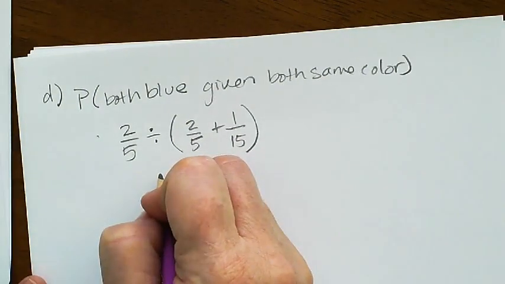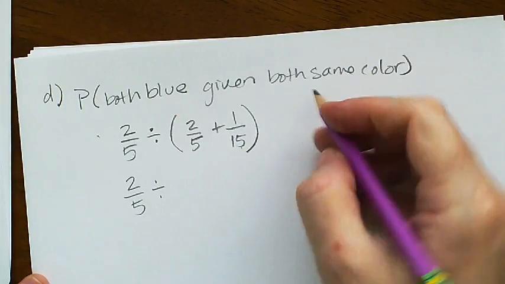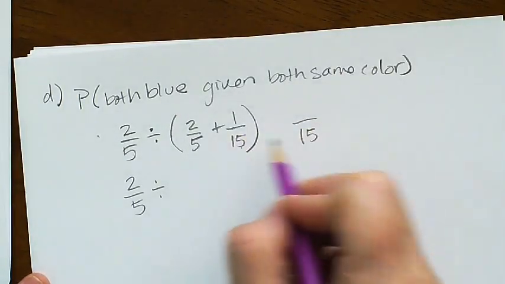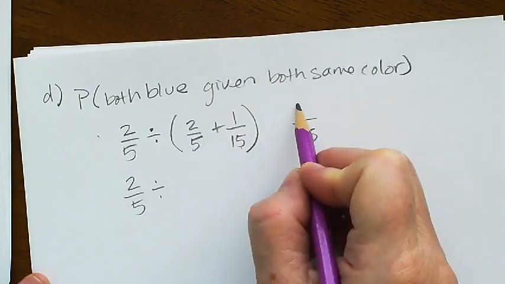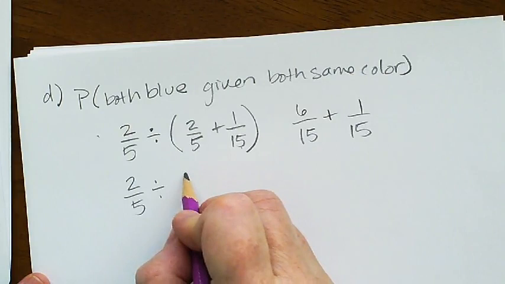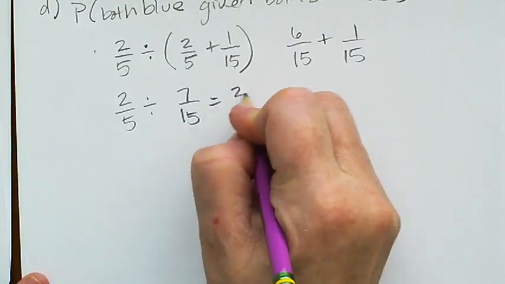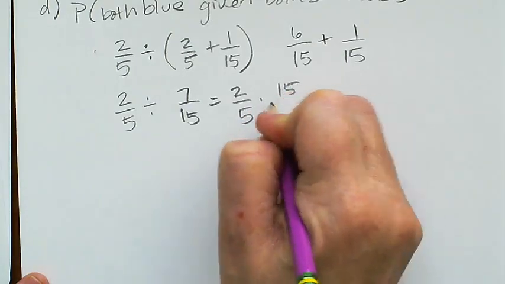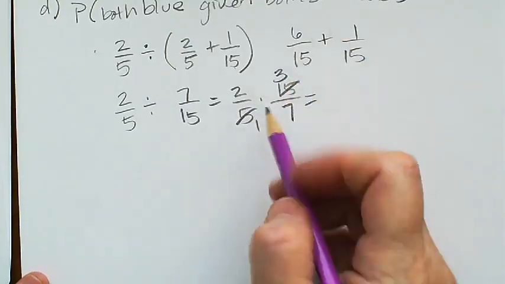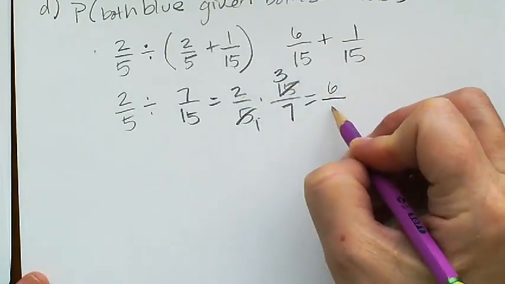And that works out to be 2 out of 5 divided by, I need a common denominator here, so 2 out of 5 is the same as 5 times 3 is 15, 2 times 3 is 6, plus 1 over 15, so that's going to be 7 over 15, which is going to give me 2 over 5 times 15 over 7. Dividing both of these by 5, that would give me 6 over 7.